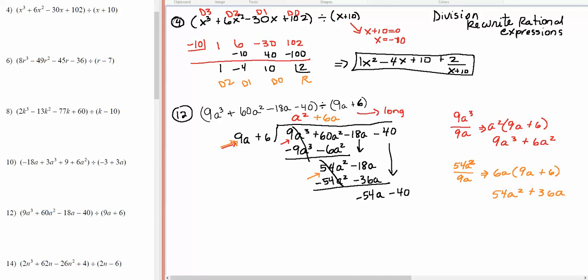And then once again, you need to ask yourself, how many times does 9a go into negative 54a? So negative 54a over 9a gives us negative 6. The a's cancel. And then we need to multiply this negative 6 by the 9a plus 6. All right, and remember that when we transfer this over here, we have to change the sign. So it becomes a positive 54a and a positive 36.